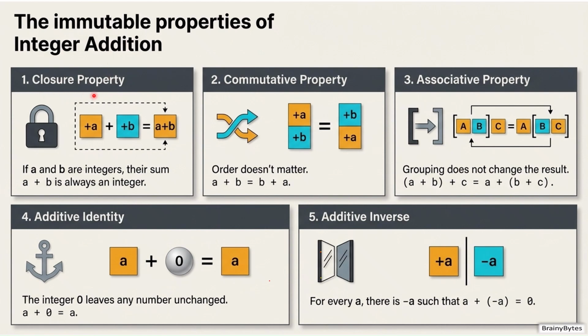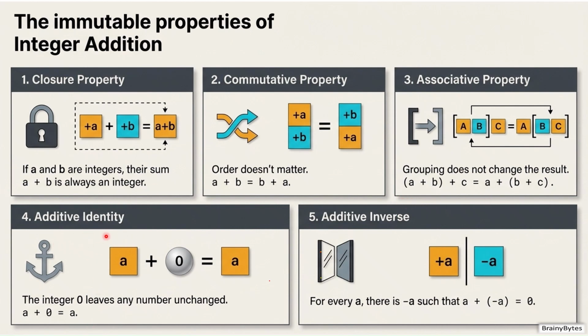First, the closure property. It says that if a and b are two integers, then their sum, a plus b, is always an integer. It's very simple to understand. Second, the commutative property, which tells us that two integers, no matter in which order of sequence they are added, result always equal. Next we have the associative property, which states the grouping of integers does not affect the result. You can substitute the values of a, b, and c as any positive or negative value. You will definitely get equal results.